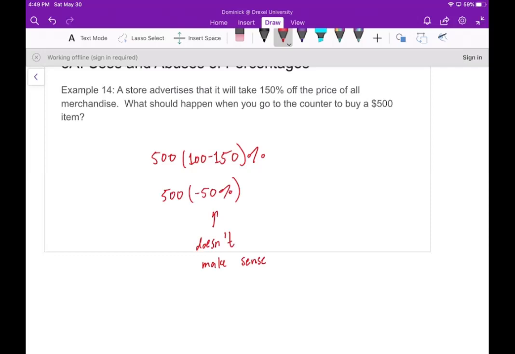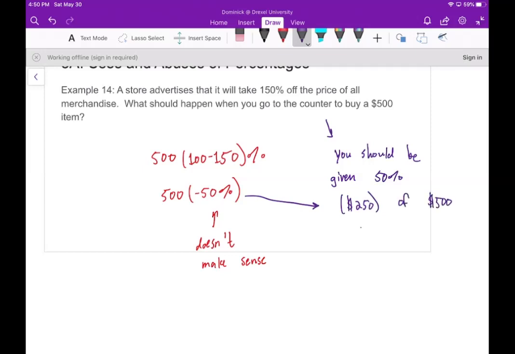Right? Because if it was 100% off, then it would be free, right? So if you're taking an extra 50% off, what should happen is you should be given 50%, right? And that's sort of what's happening with this negative here. If you take 50% of 500, that would be $250. Right, and that's exactly why this is sort of nonsense. So the most that you could decrease an item by would be 100%.